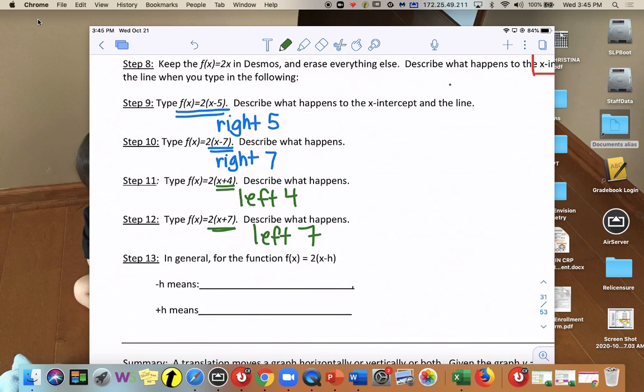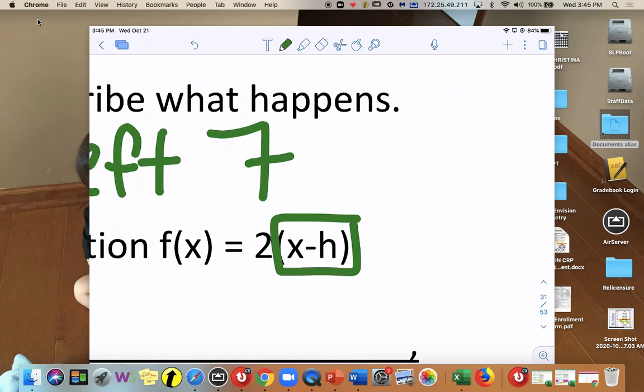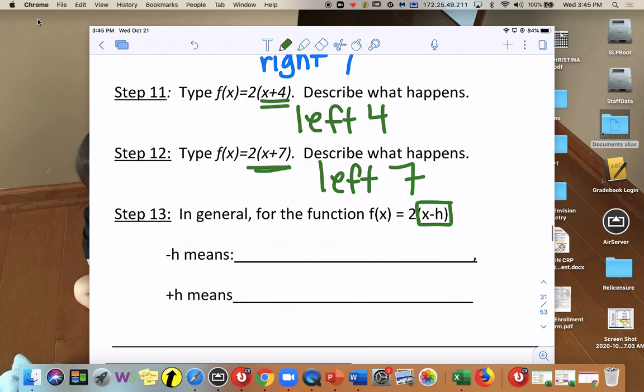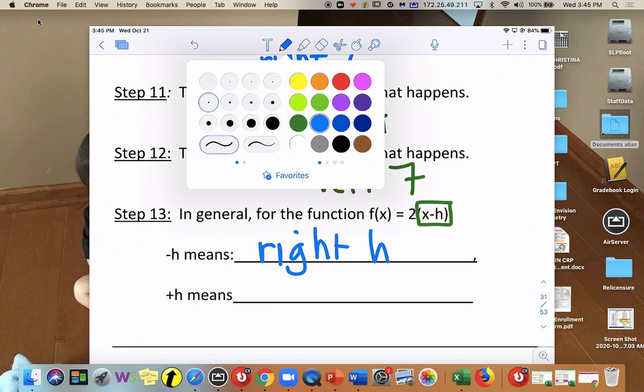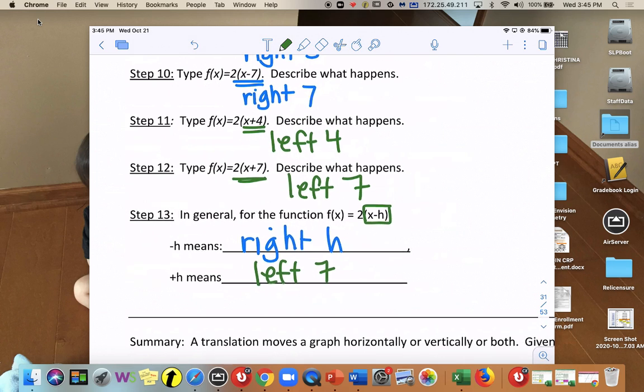So let's generalize this. If you have parentheses, the only things in the parentheses are the x and this h value. This is the left or right shift. So notice the 2 is on the outside. Again, the only thing in the parentheses is the x and the left or right shift. Minus h is actually to the right, so it's the opposite of what you think. So this is right h units. And if it's a plus, again, it's the opposite of what you think. This will be left 7 units.